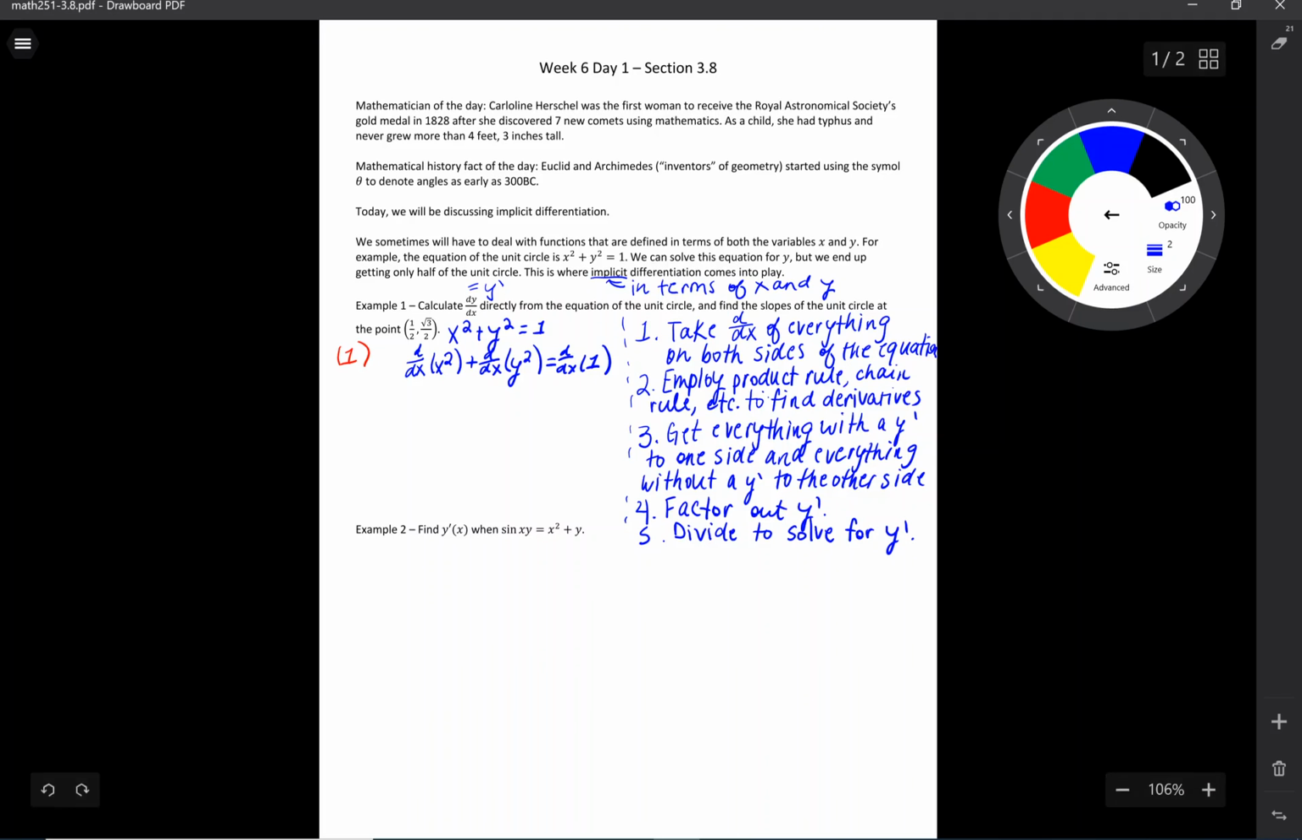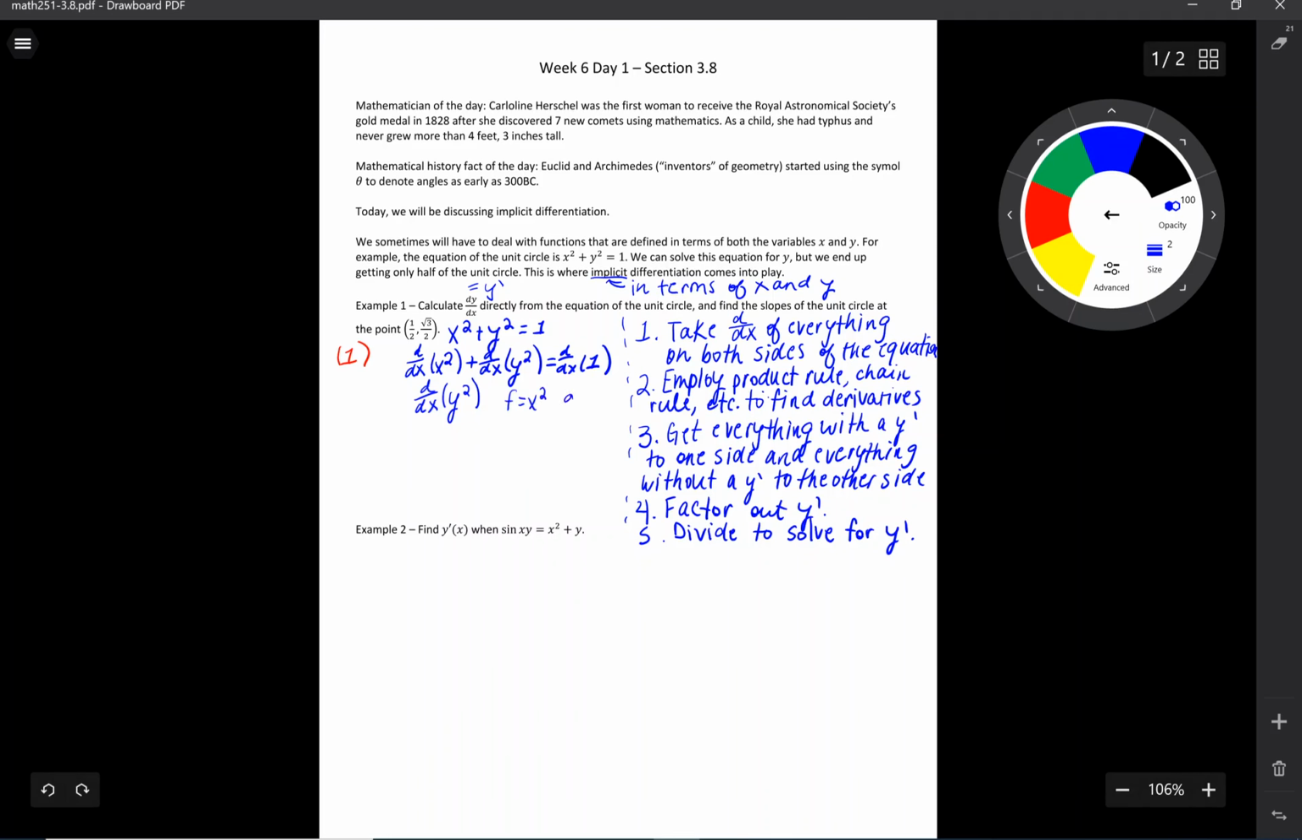So in order to find the derivative with respect to x of y squared, we have to use the chain rule. So my outer function here that I'm going to call f, my outer function is x squared.